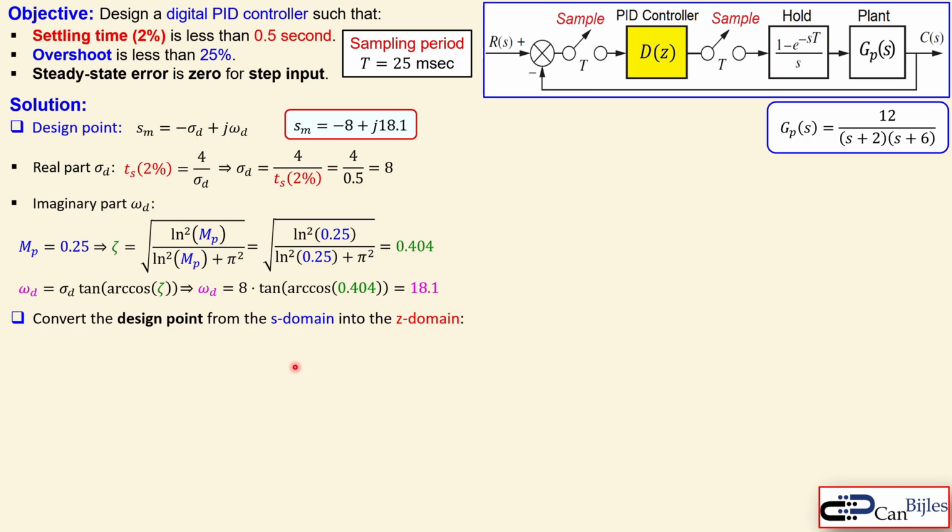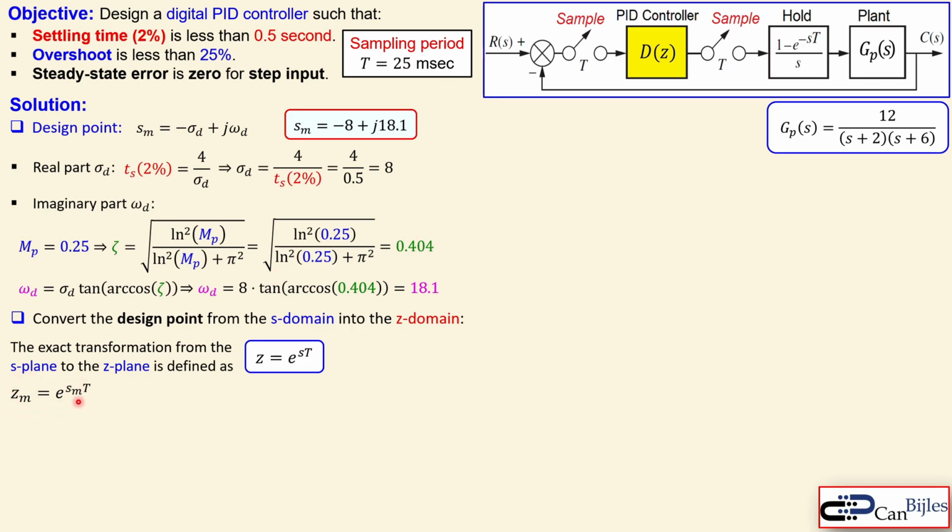Now the next step is conversion of this design point from the S domain into the Z domain, such that we can continue with our analysis in the digital domain. The exact expression for the transformation from the S plane to the Z plane is defined by this formula. So Z is equal to e to the power sT, where the capital letter T is our sampling period of 25 milliseconds in this case. So when you now substitute this s_m here and also the T, to get this z_m, which is our design point, we can now have the following expression.